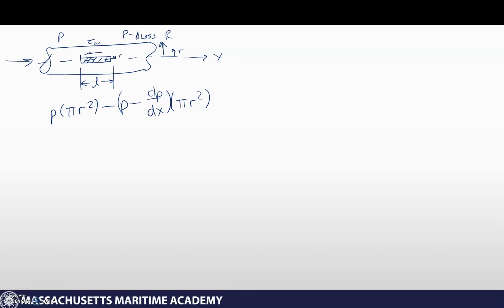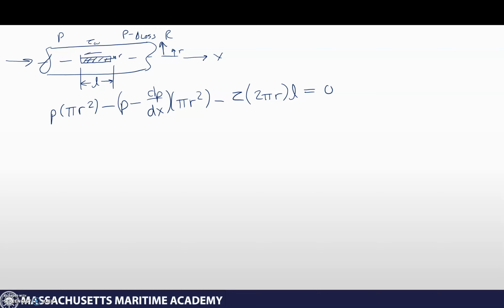And now the last thing that we have is the shear stress retarding the motion. So it's going to be the shear stress, and we need to multiply that shear stress, which is a force density, by the area. The area of that element will be the circumference, so 2 pi r times the length. And we want to balance those out and have those all equal 0.